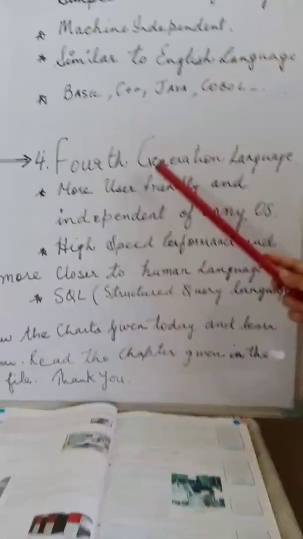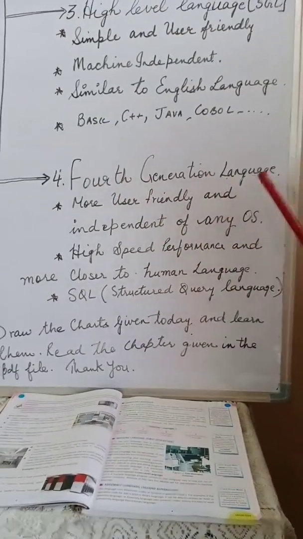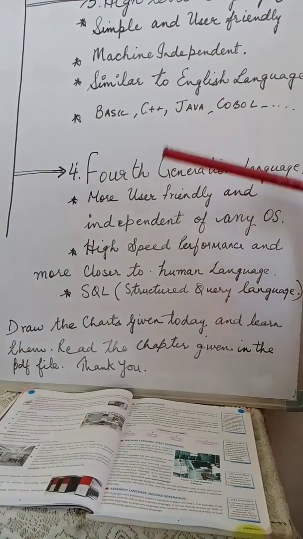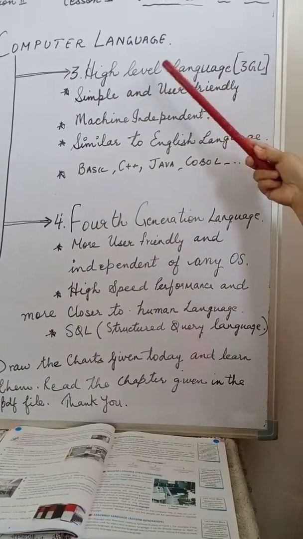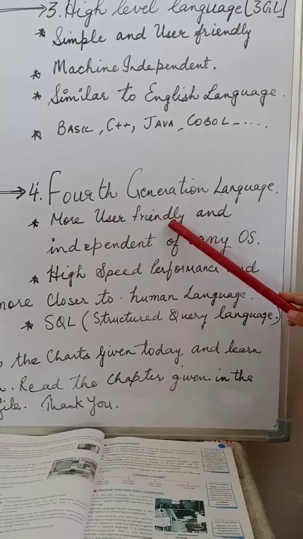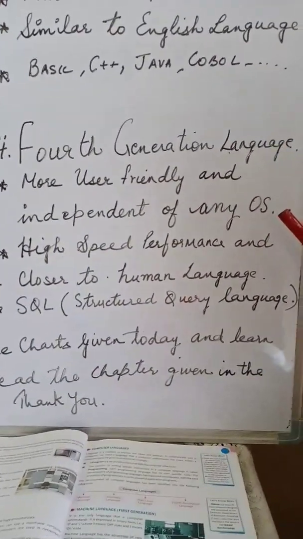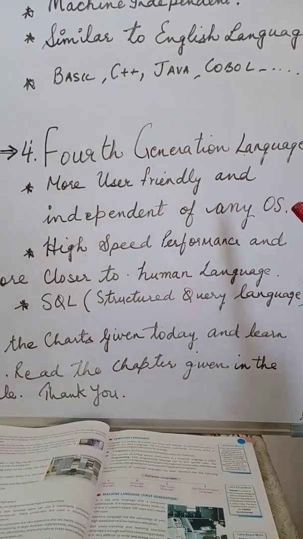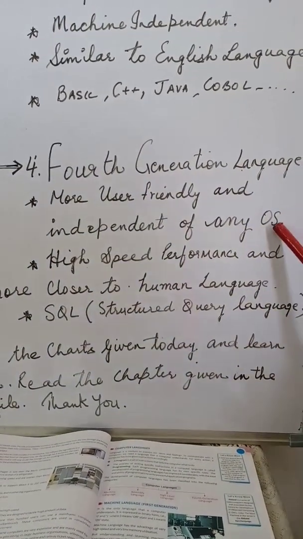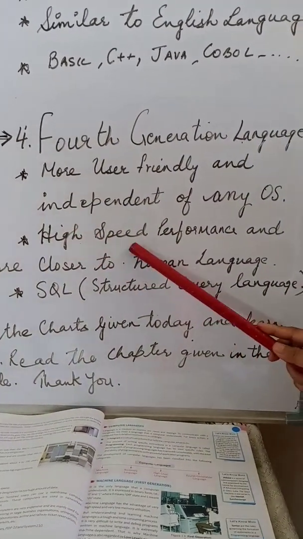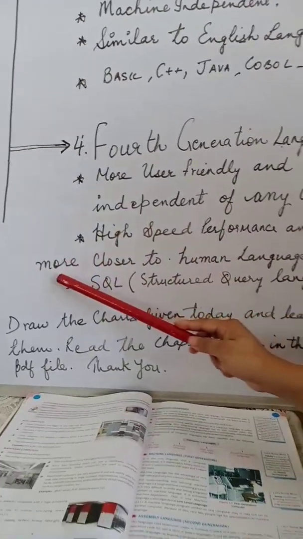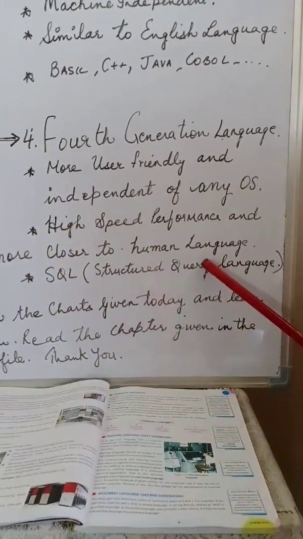Now the fourth generation language. The fourth generation languages are an advanced stage of third generation language. They are more user friendly and independent of any operating system. They don't depend on a particular operating system. You can run them on any operating system. They have high speed performance and are closer to human language.